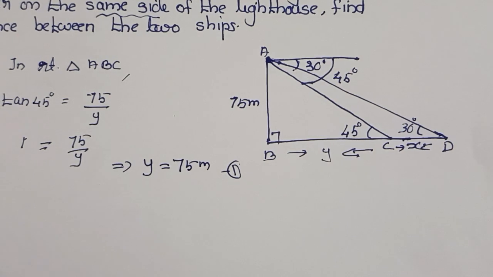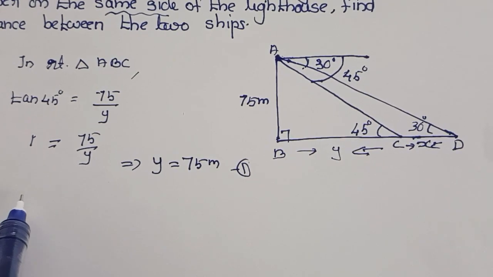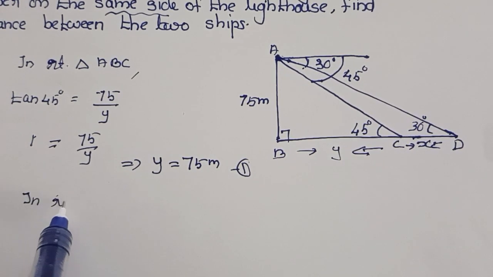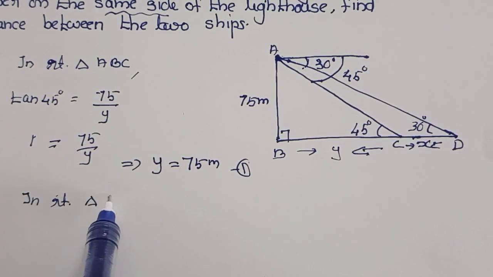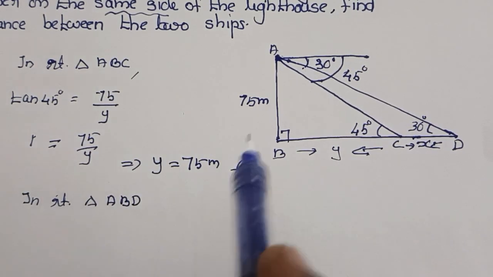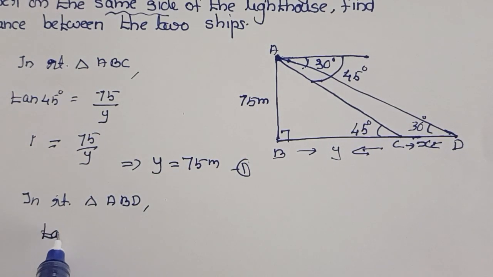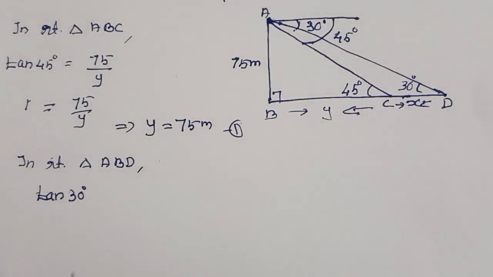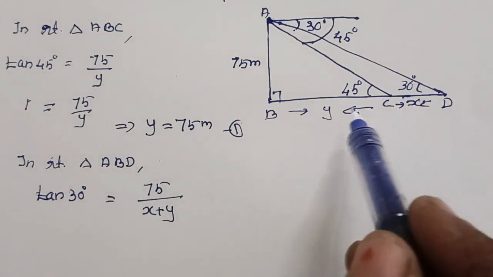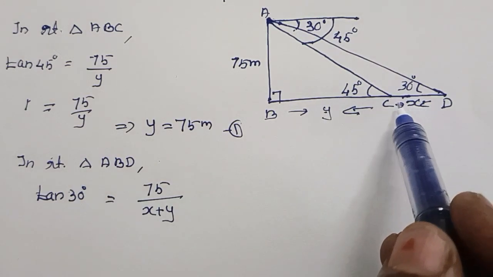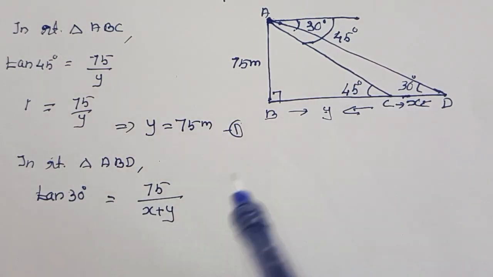Now take the second right triangle, that is right triangle ABD. We have to take tan 30 degree. Since we have to connect opposite and adjacent sides, take tan 30. Tan 30 equals opposite side 75 by adjacent side, the total distance, that is X plus Y. Here it is X and Y respectively, so by adding we get X plus Y as the total distance.